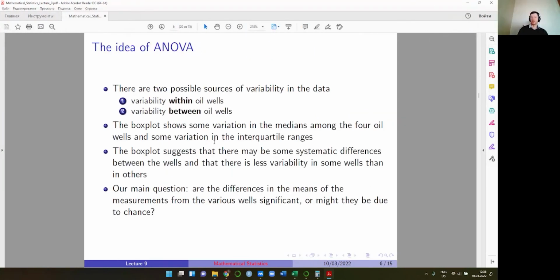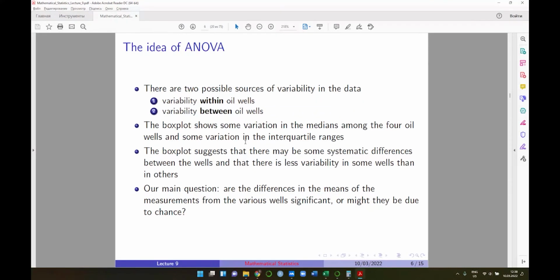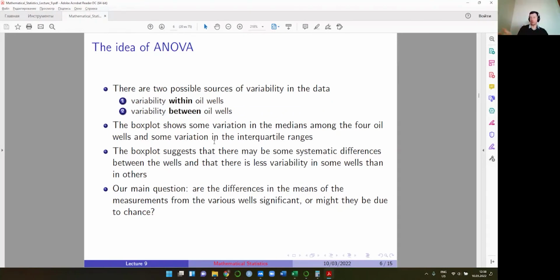So the question is, are these differences in means of the measurements from the various wells significant? Or are they just because of chance, because of our procedure of random sampling? As usual, as for 2 samples, we ask this question, but now this question considers 4 samples.